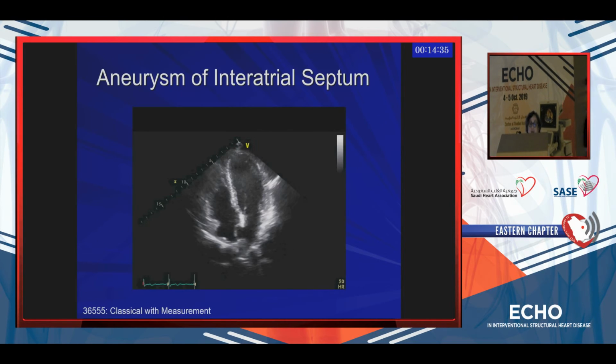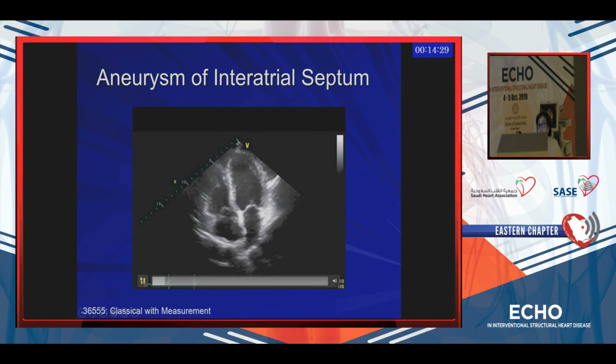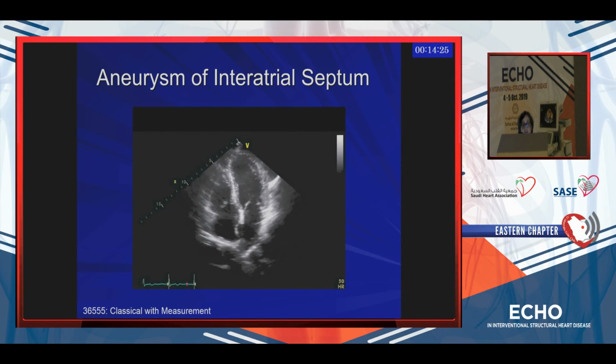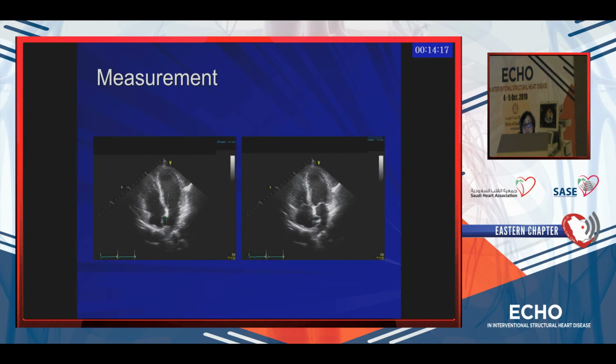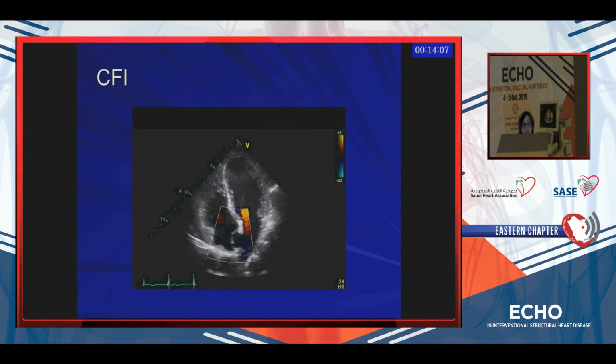Okay. So, aneurysms of the interatrial septum. This is a classical aneurysm. You were shown really nice ones, and it was stressed to you that measurements are important, and that's how we do the measurements. Anything above 10 will fit into the diagnosis of aneurysm of the interatrial septum.